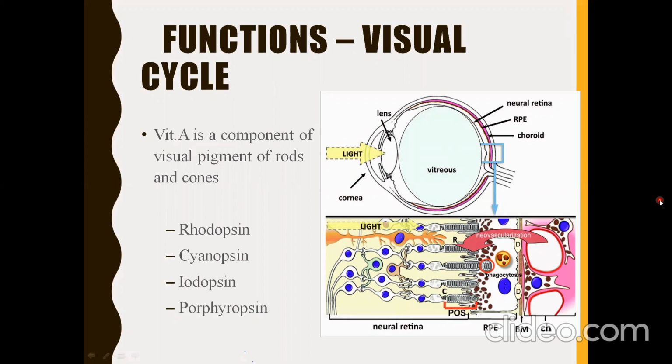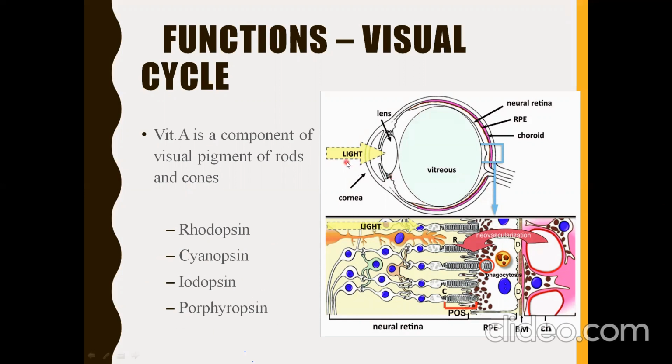Rods and cones are present in the retina, and the visual pigment present in the rod is rhodopsin. The pigments present in the cones are one for blue, which is cyanopsin; for the green color, it is iodopsin; and for the red color, it is called porphyropsin. So there are three photo visual pigments present in cones: cyanopsin, iodopsin, and porphyropsin. The visual pigment in the rod is rhodopsin, which plays a pivotal role in the visual cycle.